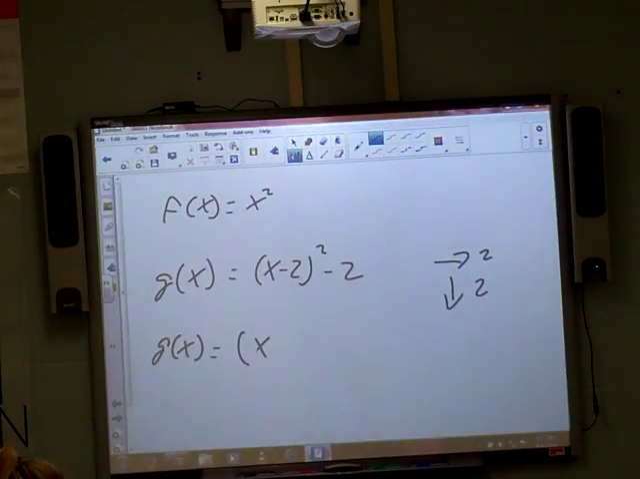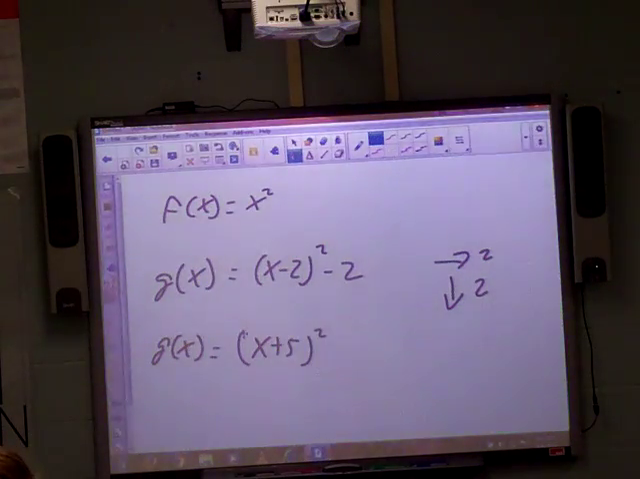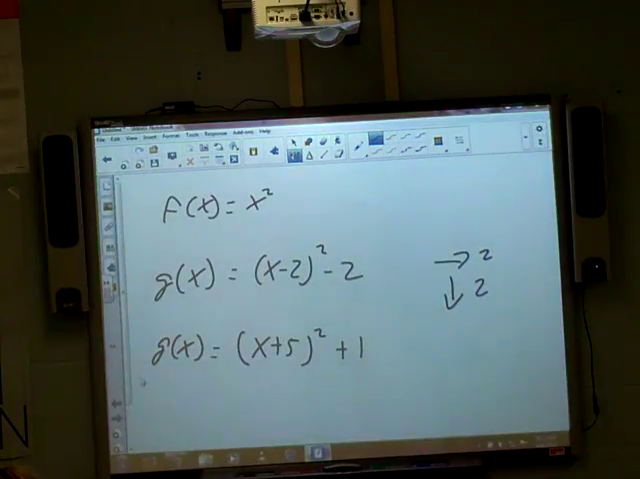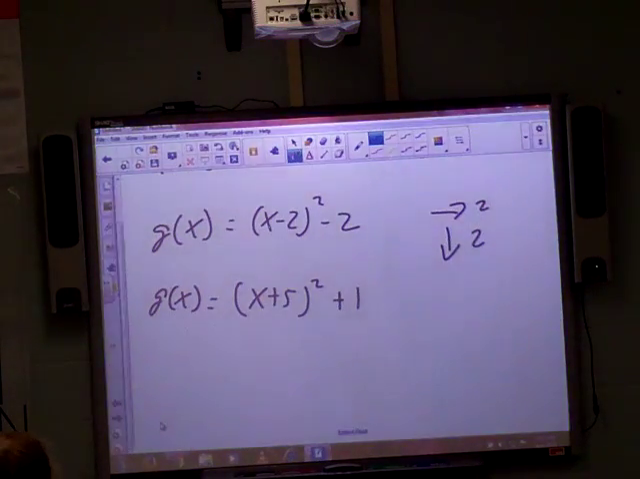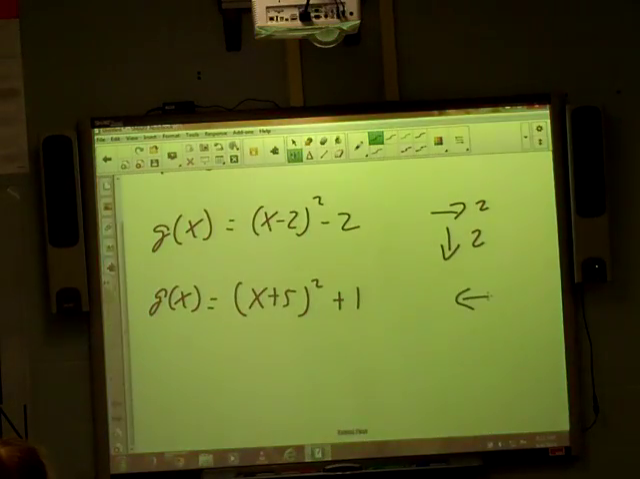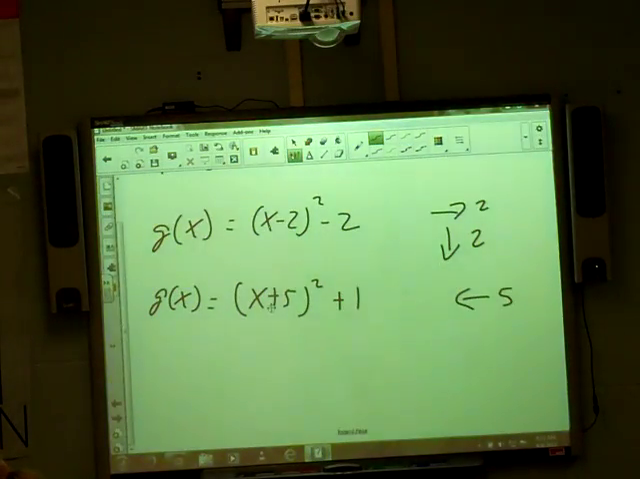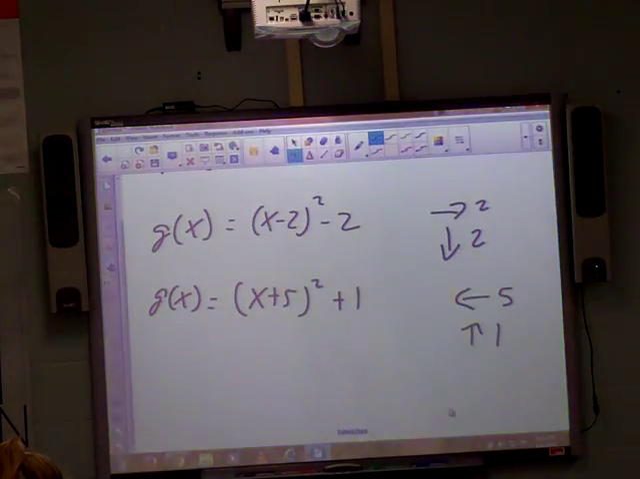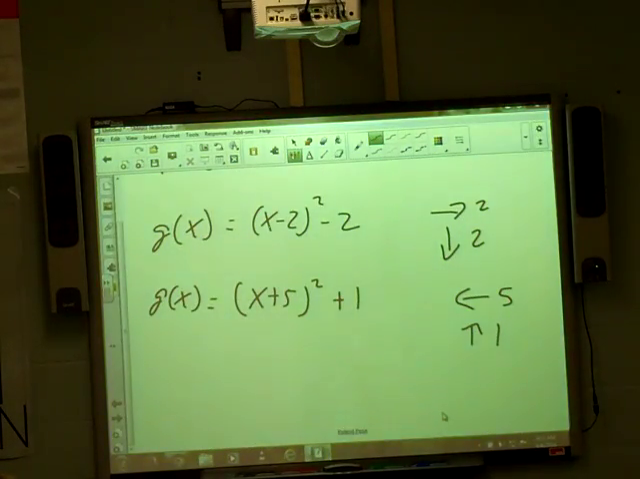Is x plus 5 squared plus 1. Okay, so still going from the parent function, to get from x squared to this one, x plus 5 squared plus 1, what would we do? Left. Everybody see why it's left? Opposite sign when it's in the parentheses there. And then what? Up 1. Okay. Everybody okay on that?